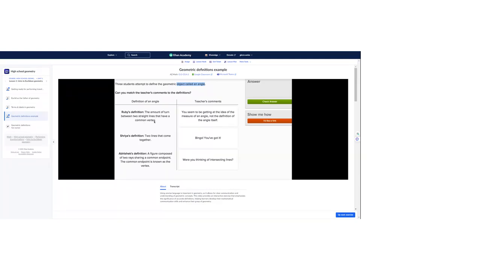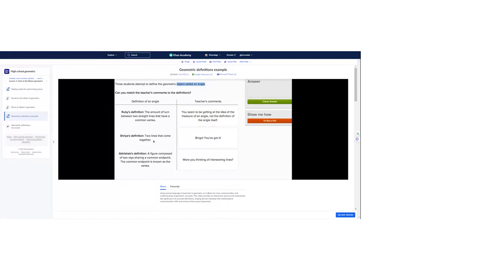Well, this is kind of getting there. For the definition of an angle, we typically talk about two rays with a common vertex. She's talking about two lines with a common vertex, and she's talking about the amount of turn. So she's really talking about more the measure of an angle. So let's see what comment here. You seem to be getting at the idea of a measure of an angle and not the definition of an angle itself. So this is actually right. I would put this one right here. We just got lucky. This was already aligned.